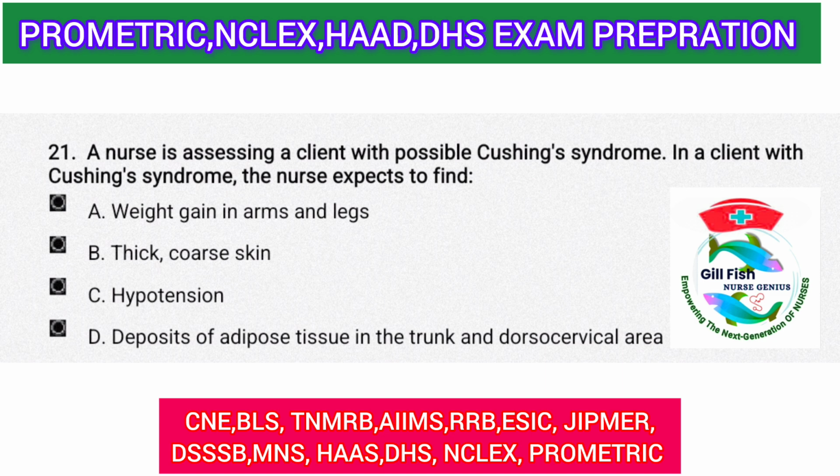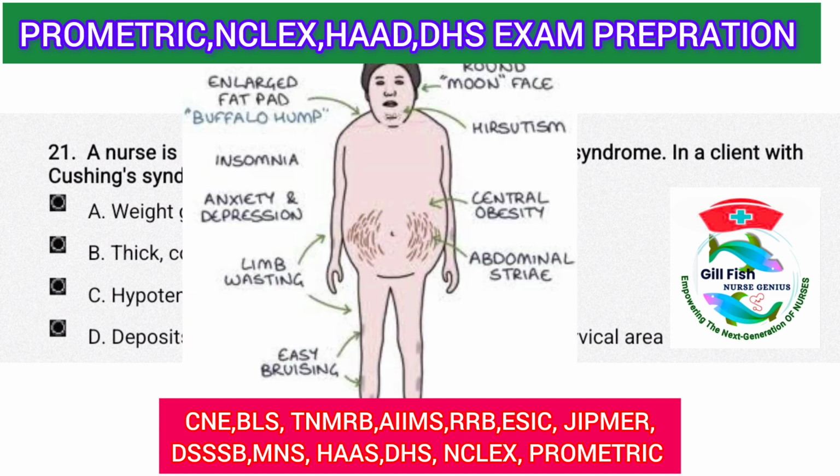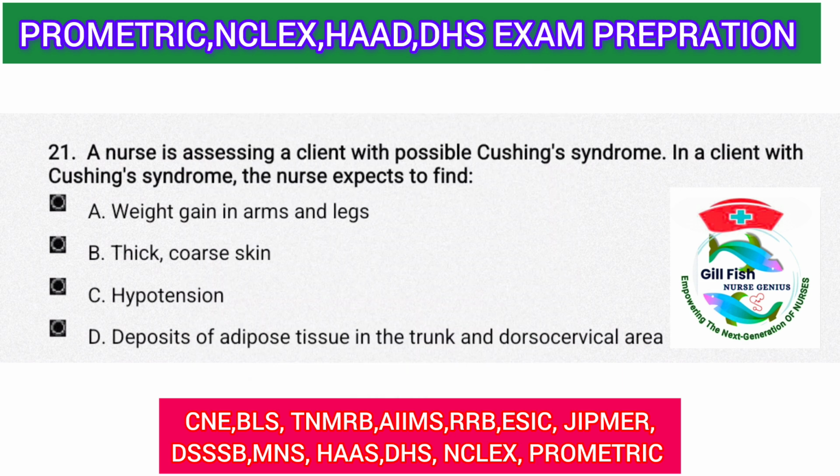How would the patient look if the patient has excess ACTH or Cushing syndrome? So what is the correct answer? Deposition of adipose tissue in the trunk and also the dorsocervical area. Central obesity and a buffalo hump will be there. So that is the correct answer for this question. Okay, fine. We can move on to the 22nd question.